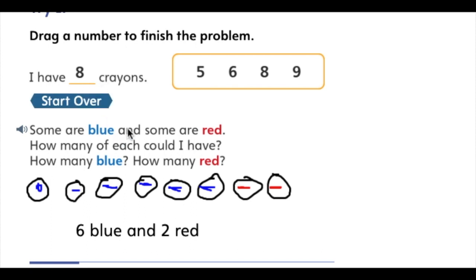Some are blue and some are red. I drew 8 crayons, I colored some blue and some red. How many of each could I have? 6 blue and 2 red. Now I could go back and change that. I could turn this into a red, and then I would have 5 and 3 or 4 and 4. It's completely up to you how you want to solve these problems.